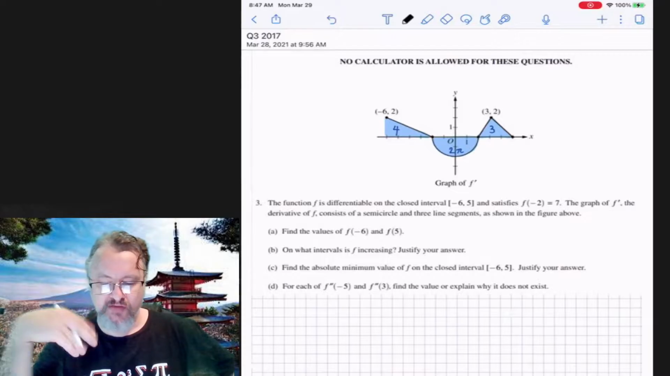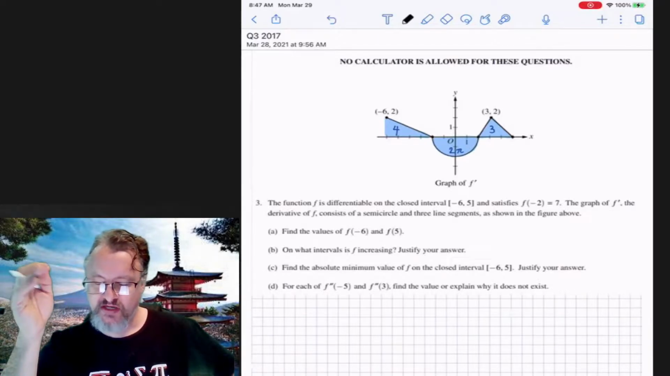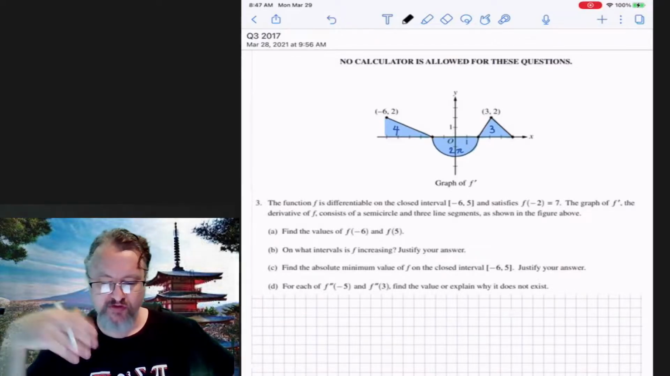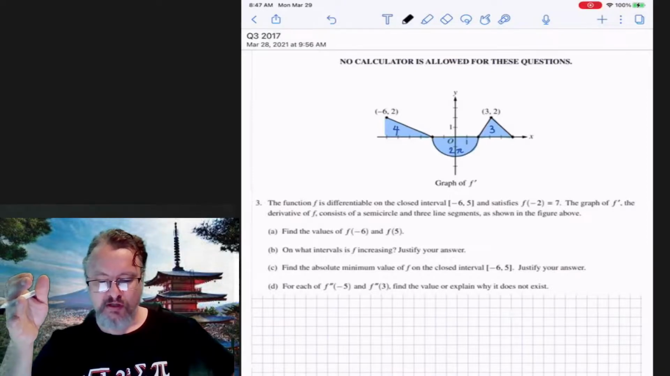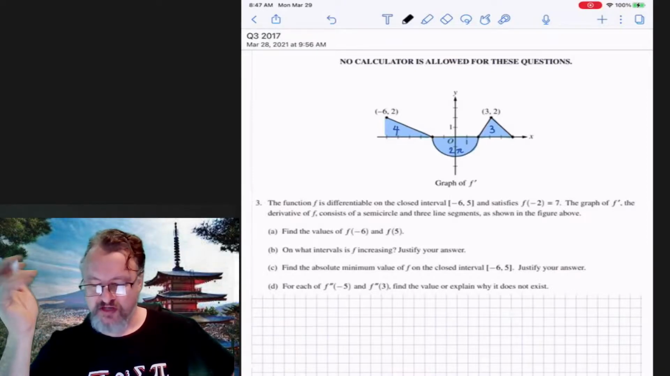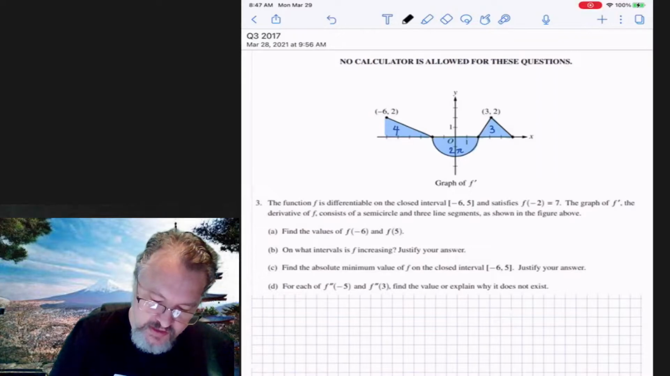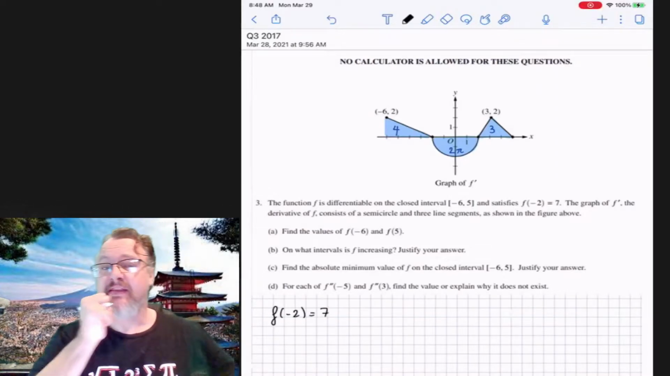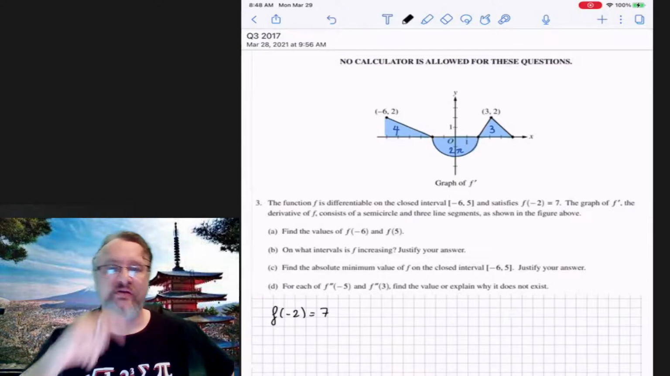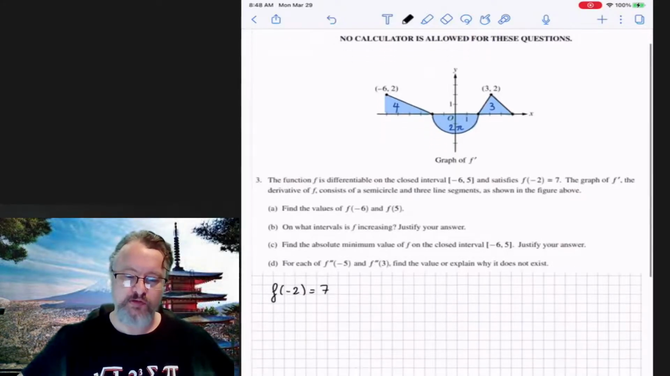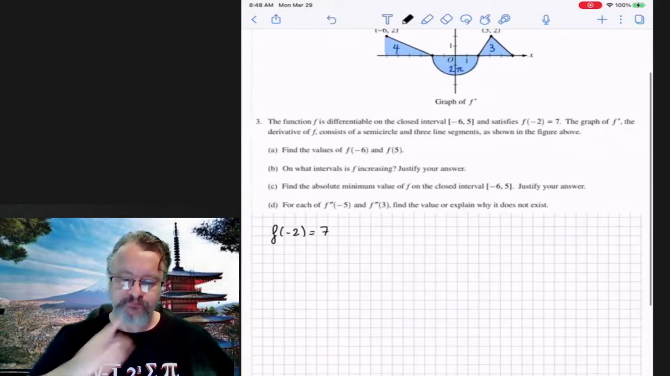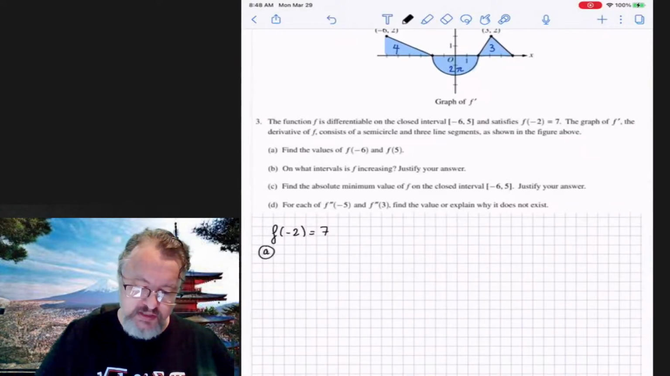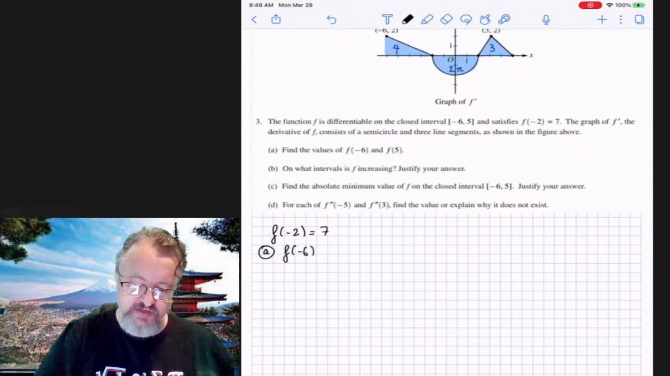Okay, so what else is given to us? The function f is differentiable. It satisfies f of negative 2 equals 7. The graph of f prime is given, 3 line segments and a semicircle. The important thing that we need to realize right here is that f at negative 2 is equal to 7. That means we know one place where the function is defined completely. First question, what is f at negative 6 and what is f at 5?